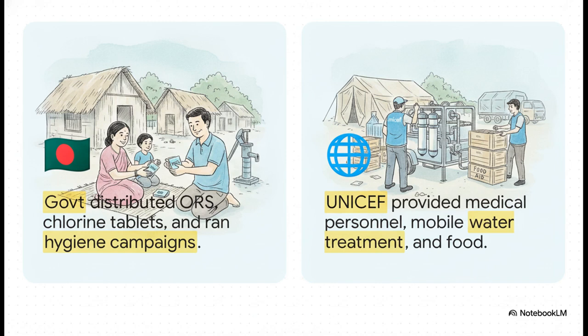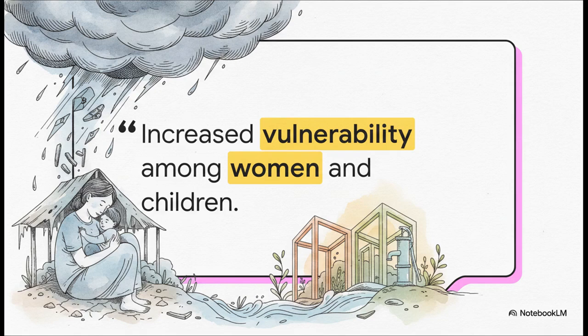In tandem with that, international groups like UNICEF and the WHO provided the heavy-duty support. We're talking medical personnel, mobile water treatment plants, emergency high-protein food, and crucial assistance in repairing those core water and sanitation systems that were destroyed. I really want to highlight this specific demographic insight from UNICEF. They explicitly noted an increased vulnerability among women and children.